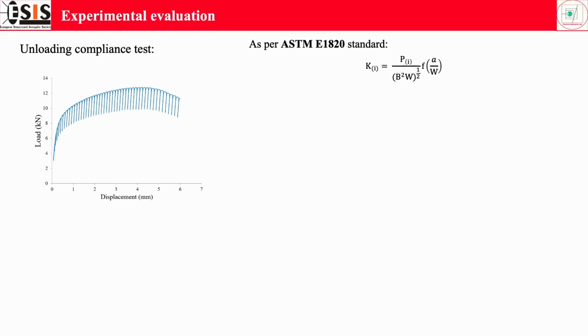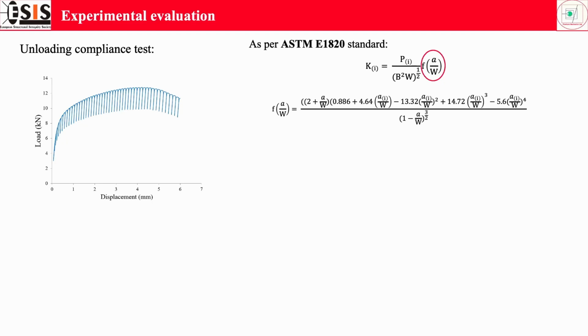And the elastic component of J integral can be found out with the help of this stress intensity factor expression, that is K. Now in this expression, we can see that the function of A by W will change depending on the geometry. Here we are using a different geometry compared to the ASTM standard. We have the geometry which has a hole on it. So there is no proper formula for this present in the ASTM standard. So we had to derive the expression of function of A by W with the help of simulation to find out the value of the J integral for the elastic component.